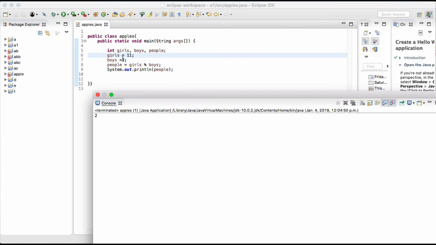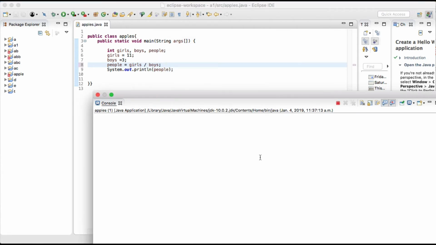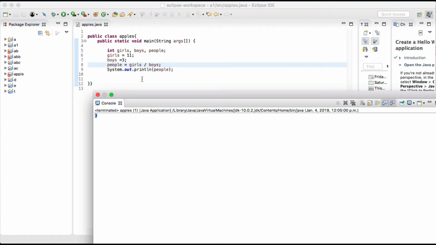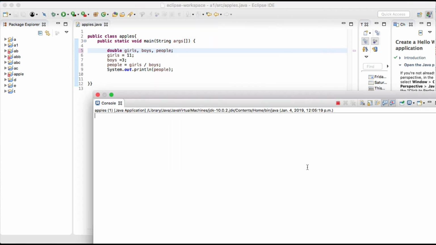Now let's see what happens if we divide 11 by 3. When you divide 11 by 3, you are getting 3, but we know that it should be 3 point something. It's not showing the point value because we introduced this one as integer type of variable. But to get the decimal points, you have to use double. If you use double, you will get the decimal values as well. So when you run it right now, you get 3.66.